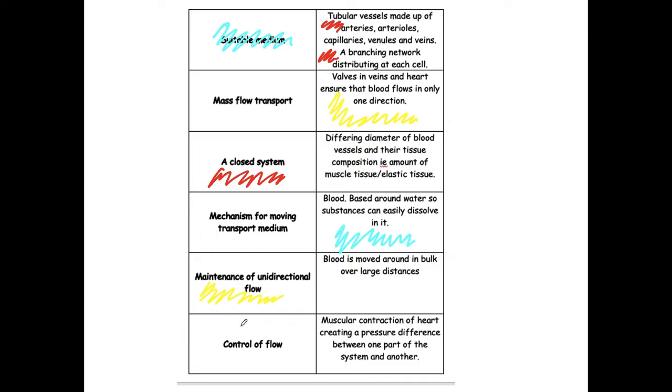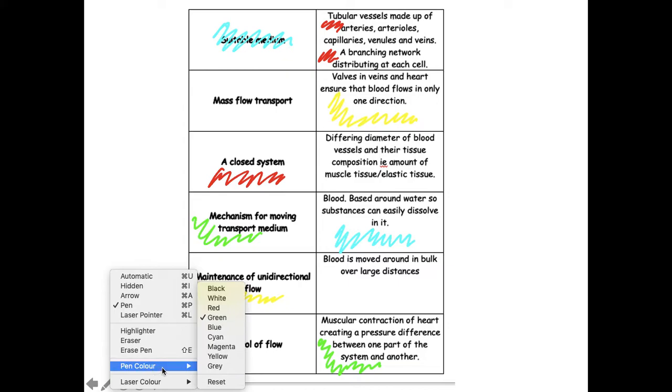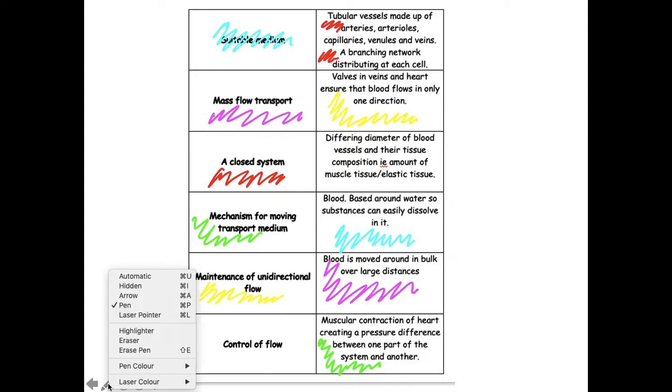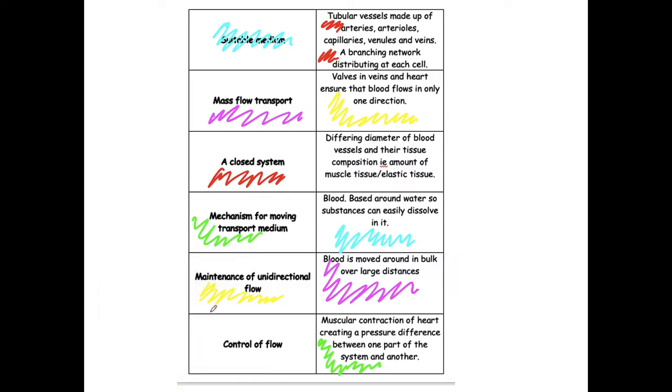Transport, control of flow, mechanism for moving. So a mechanism for moving the transport medium would be the muscular contraction of the heart. Okay, mass flow transport is blood is moved around in bulk over large distances. Which one have we got? Straight blue.